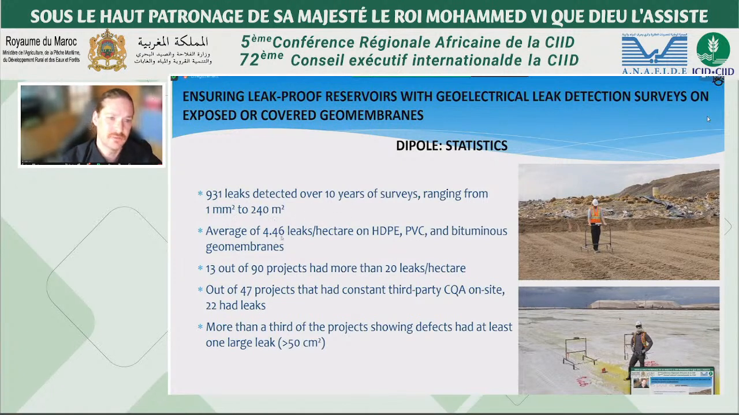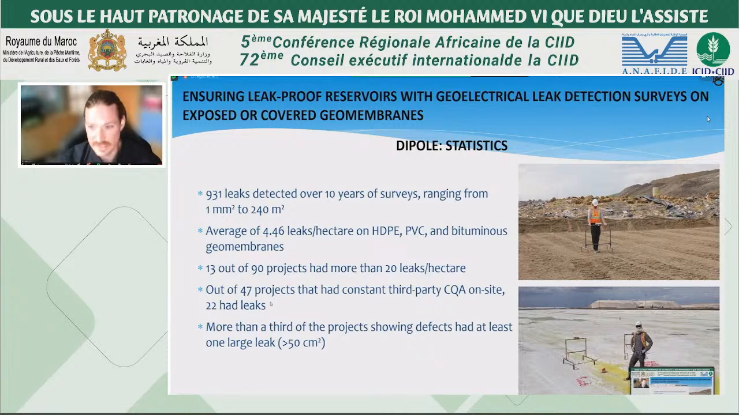An average of 4.46 leaks, so a little bit less than the water puddle method, but really bigger. I don't have the average size of leaks, but of course it's going to be a lot bigger with all the tears done by heavy machinery. 13 out of 90 projects had more than 20 leaks per hectare. So I could say 13 projects were not impervious at the end of the construction.